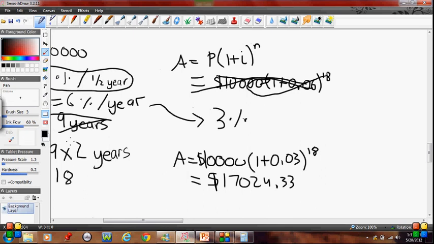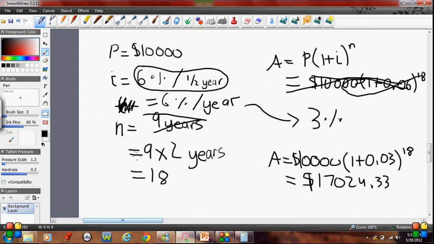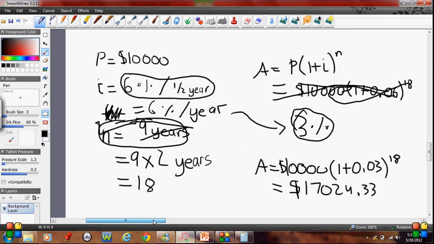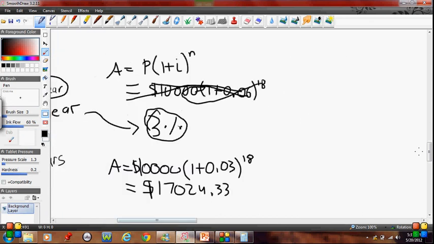And as you can see, these are very common mistakes that students often make, which is not accounting for the compounding period and not changing the interest rate so that it accounts for the compounding period as well. So keep in mind these two common mistakes and you should have smooth sailing for the rest of your compound interest calculations.